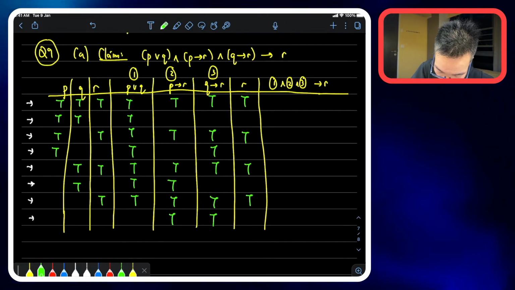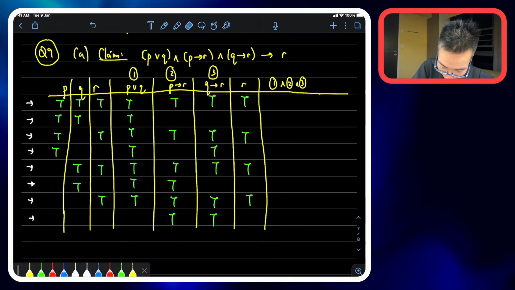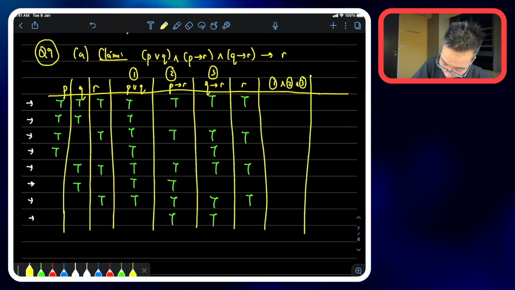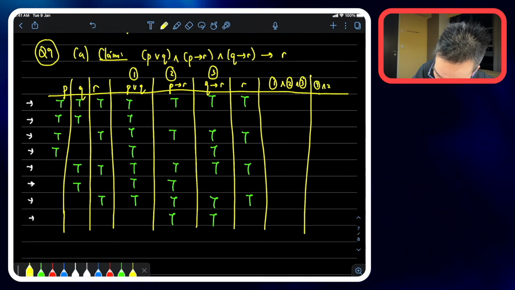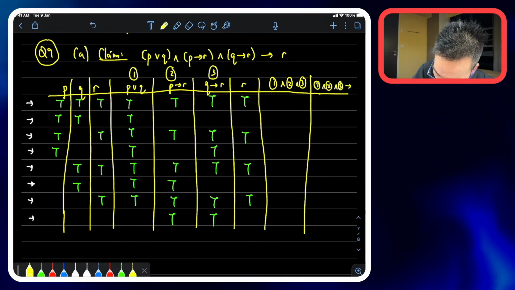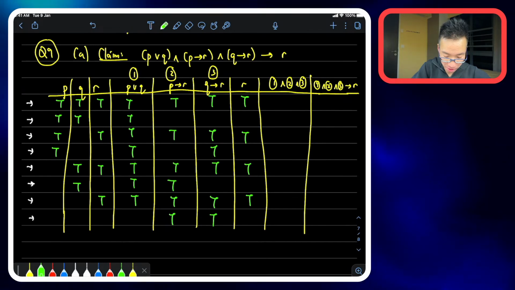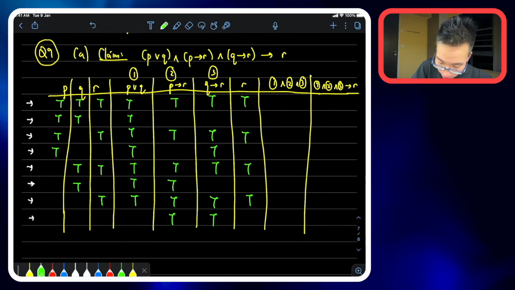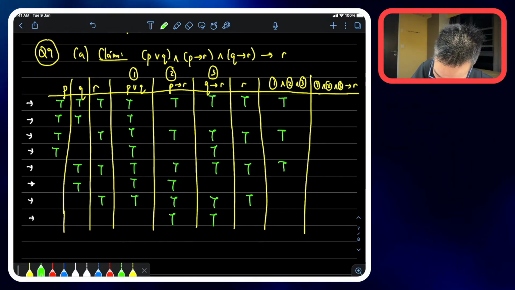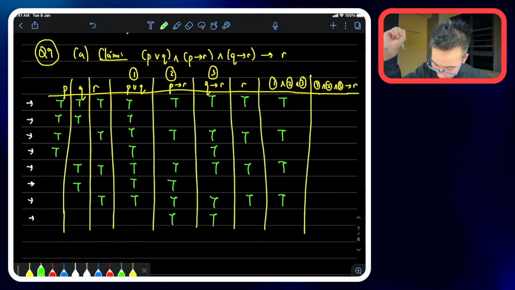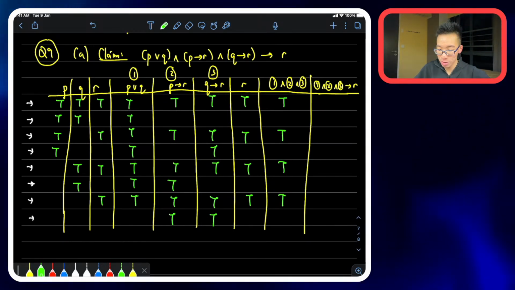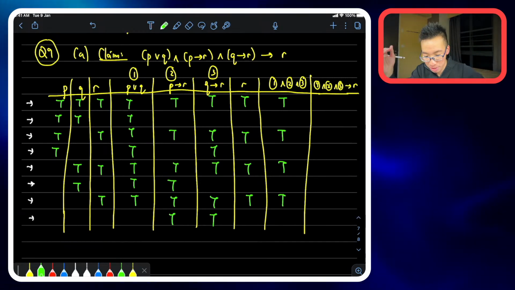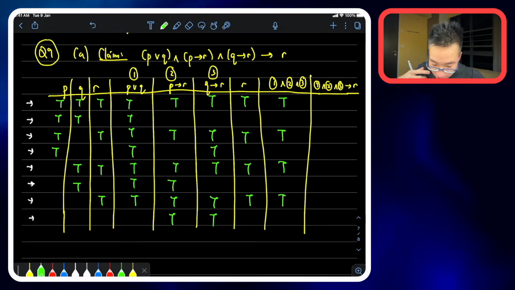Conjunctions. Well, strictly speaking, I think we should do it this way: 1 and 2 and 3 implies R. That might make things a little bit more concise right there. So we can get truths here, and we just need to check the last bit.